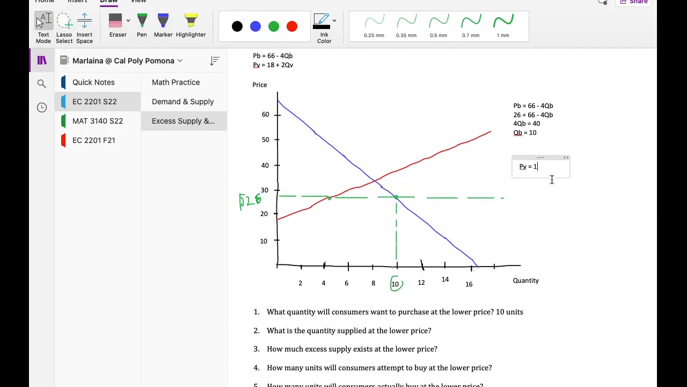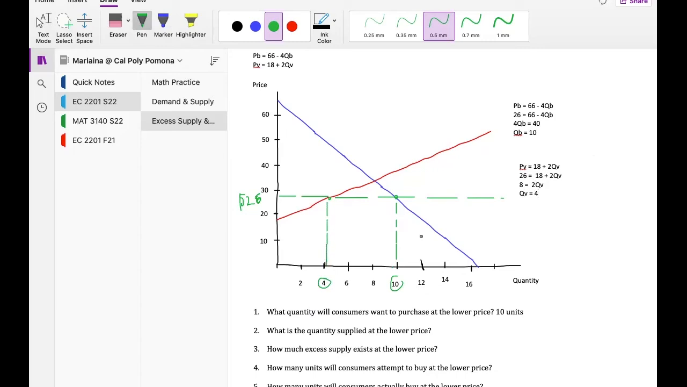So PV equals 18 plus 2QV. That our price is going to be 26 equals 18 plus 2QV. Sorry, this automatically fills in the equal signs for me. So then we subtract the 18 from both sides. We get 8, right? 8 equals 2QV. And when we divide by both sides, we see that QV is going to equal 4. So our quantity supplied then is going to be 4. So yeah, this drawing is just a little bit off.